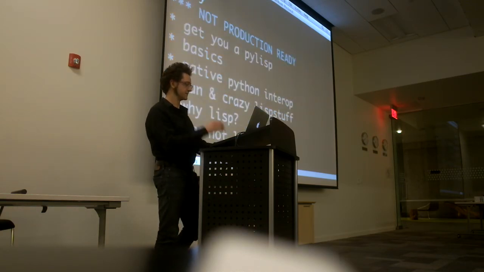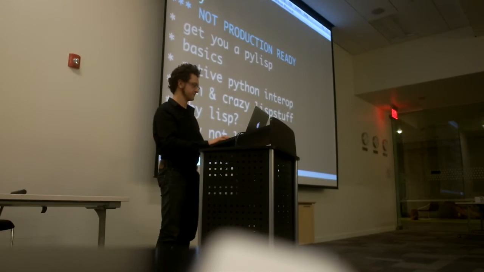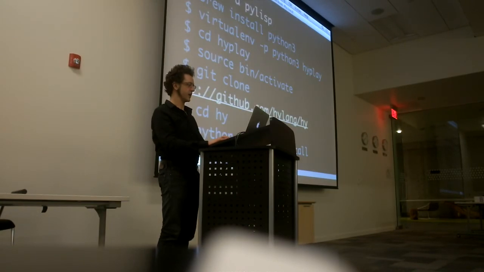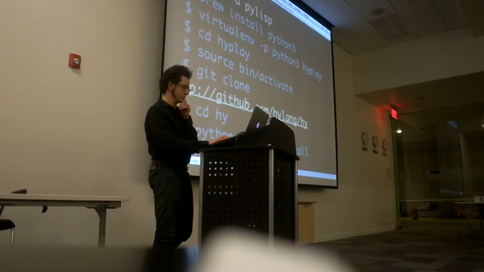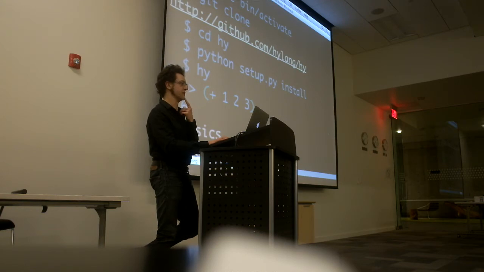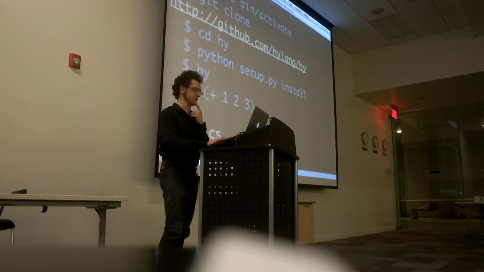What's Hy? Hy is not production ready. It's a baby Lisp. It's still in its massive phases. So how do you get one of these? Well, you brew install everything. You make a new virtualenv just to play with Hy. You activate it, and then you actually clone the latest Hy, because it's changing very quickly and it'll move out from underneath PyPI pretty quickly. So I just recommend getting the source.